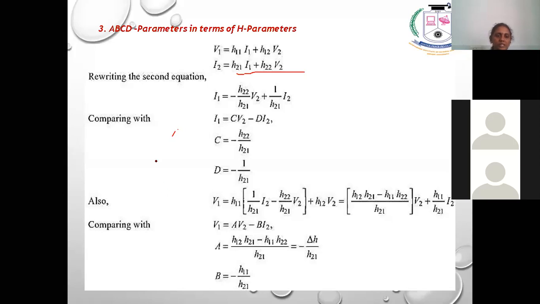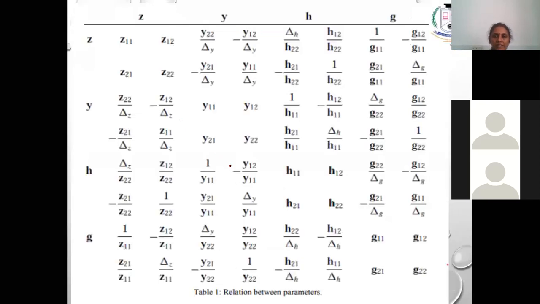Now see, we had converted, if you are given any parameter value, it can be converted to any other parameter value, right? As per this conversion. So the formulas are more important. The formulas have been tabulated and given to you in this tabulation form. You can take down a snapshot of this. Here I have given Z, Y, H and G. The ABCD parameter also I'll compare and give you in the next class. Any doubts you can tell me.